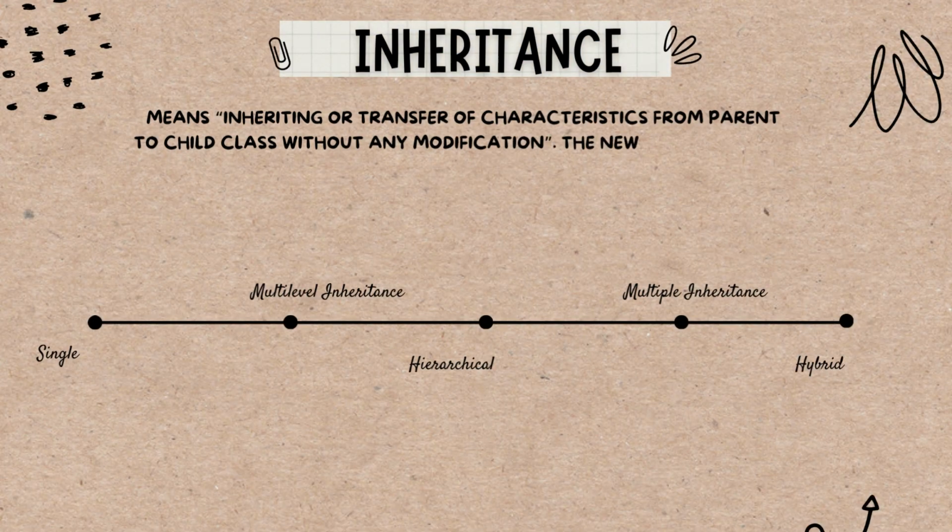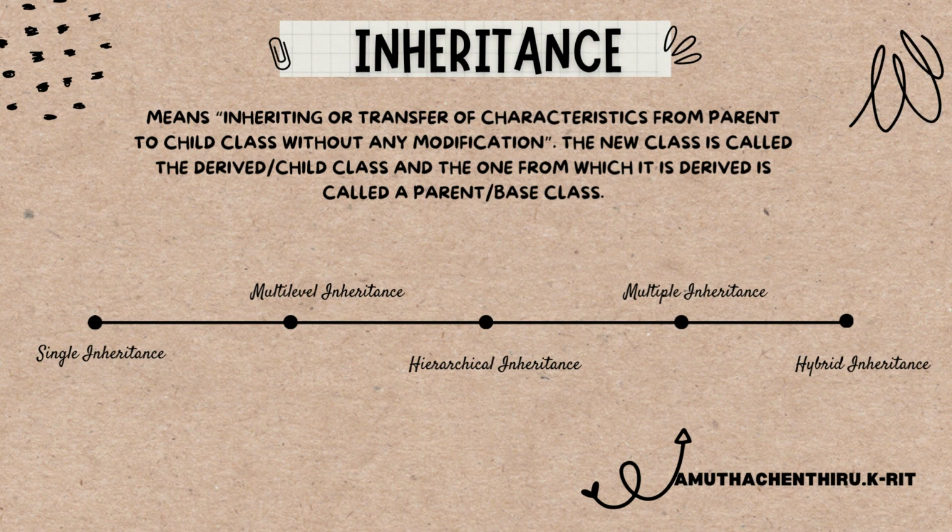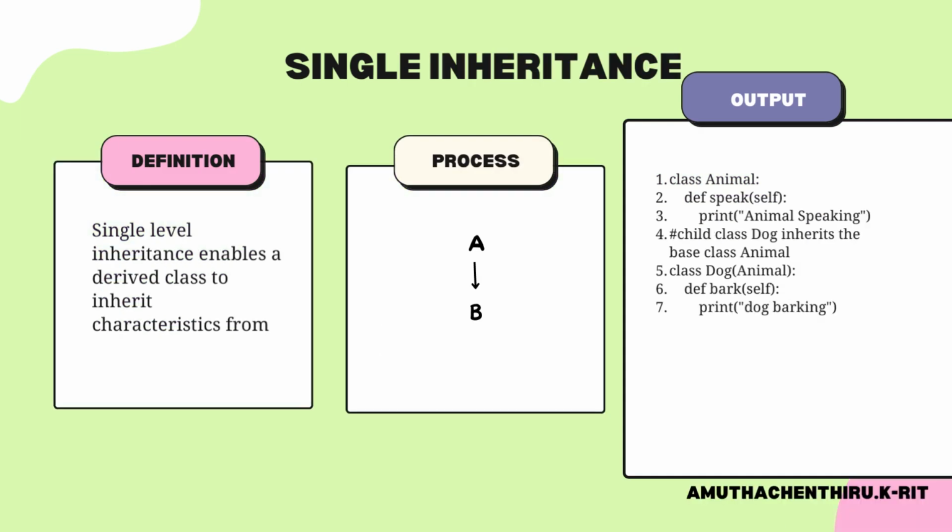Next one, inheritance. Ever heard this dialogue from your relatives? You look exactly like your father or mother. The reason behind this is called inheritance. From the programming aspect, it generally means inheriting, a transfer of characteristics from parent to child class without any modification. There are five types of inheritance: single inheritance, multi-level inheritance, hierarchical inheritance, multiple inheritance, and then hybrid inheritance. First of all, we will see the single inheritance.